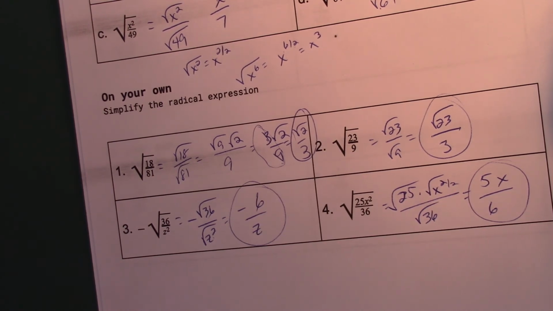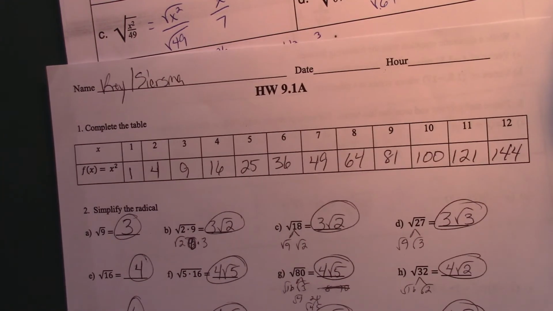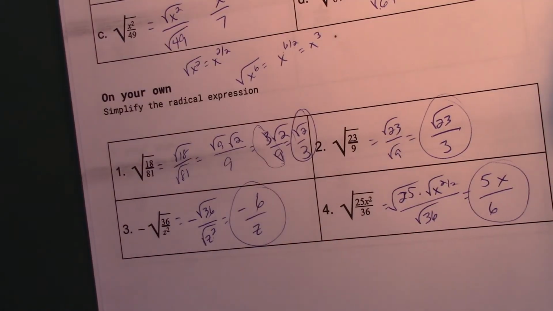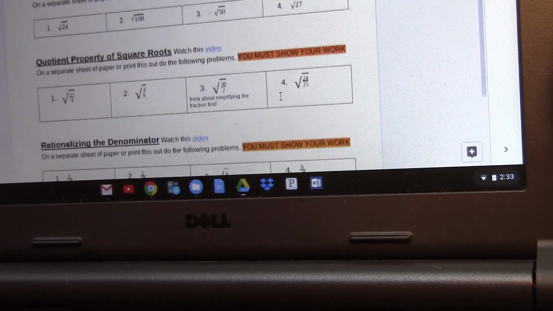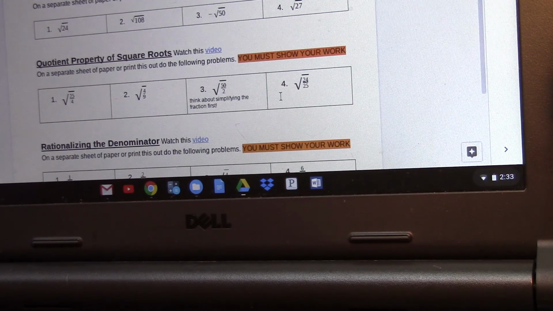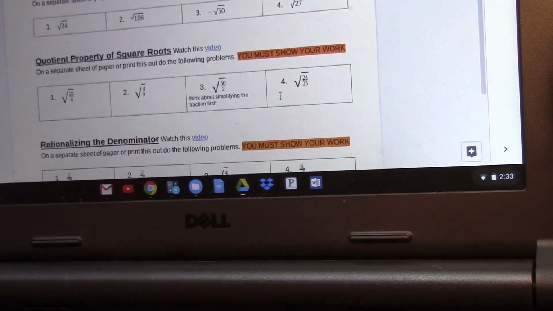Now you can go to the homework. Again, you should probably have these out so you can look at it. And on the homework, you're going to do the quotient property here. I don't know if you can see that. Yep, there you go. The quotient property, those 4 problems. Okay? All right. Watch for the next one.